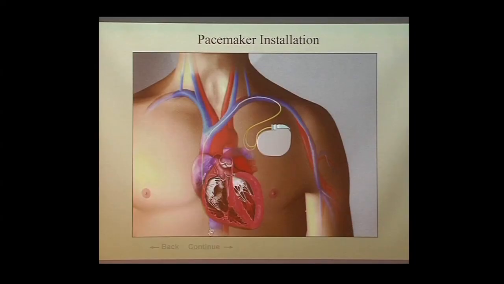So the patients are very symptomatic, but oftentimes, most of the time, they can get to the hospital for definitive care. Now, the definitive care would be insertion of a pacemaker. How many of you here have a pacemaker or know of a friend who has a pacemaker? See, very common, right?